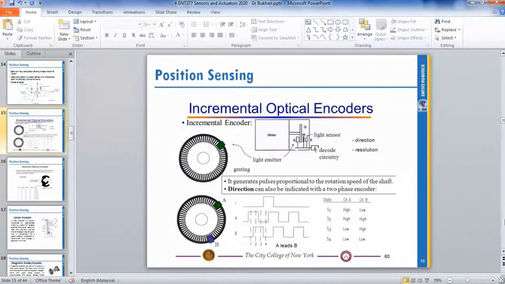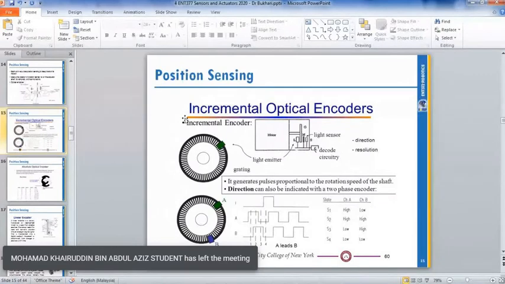This we call an incremental encoder, optical encoder. Optical means lighting, because you also have a magnetic encoder. When you say optical, you use infrared or an LED sensor to detect the position of the encoder. This is a rotary encoder, so we call this an optical rotary encoder. There is also a linear encoder, and there is a rotary encoder.